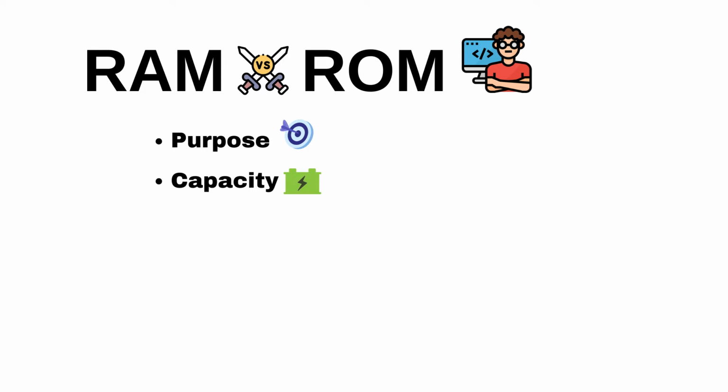Let's compare RAM and ROM according to their capacities. RAM typically has a higher capacity compared to ROM. RAM is designed to provide a larger space for the temporary storage of data and program instructions. ROM generally has a lower capacity compared to RAM. ROM is designed to store essential and fixed data, and the capacity is often determined during the manufacturing process.